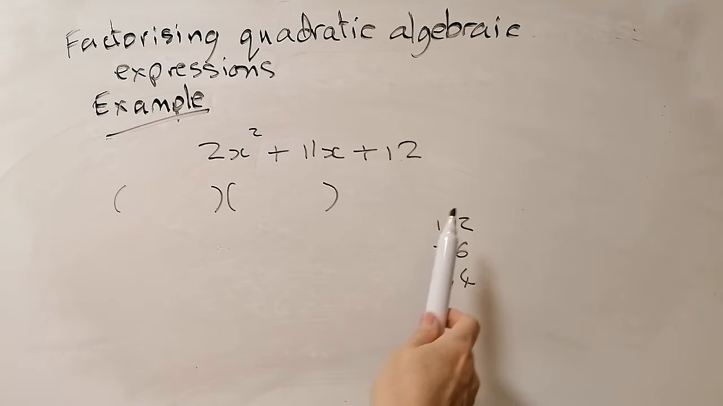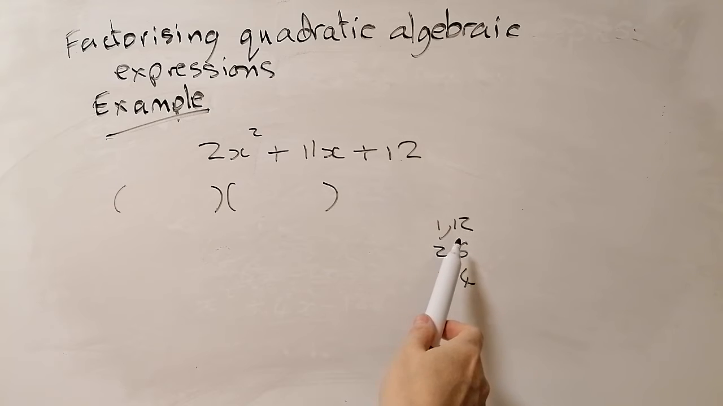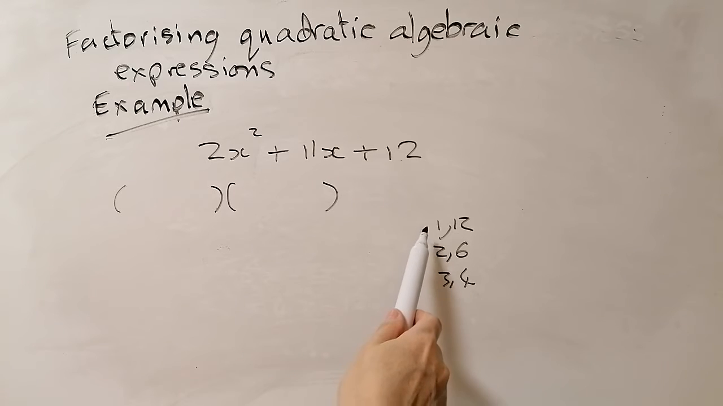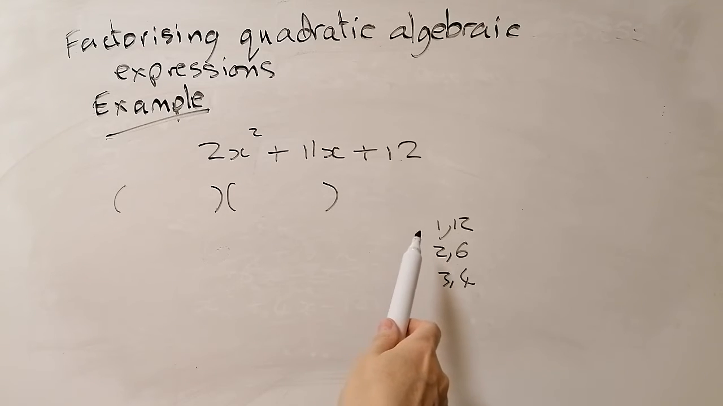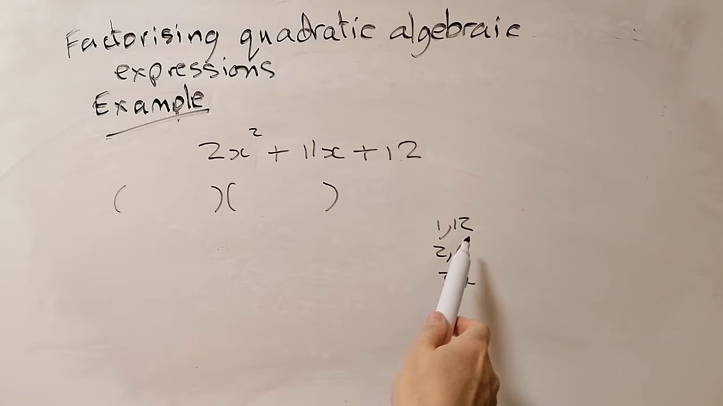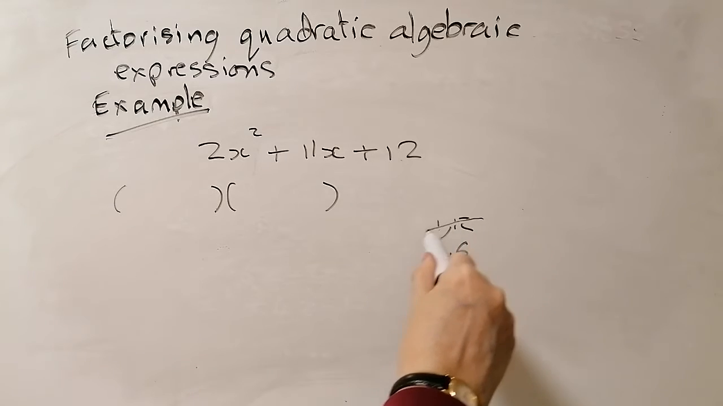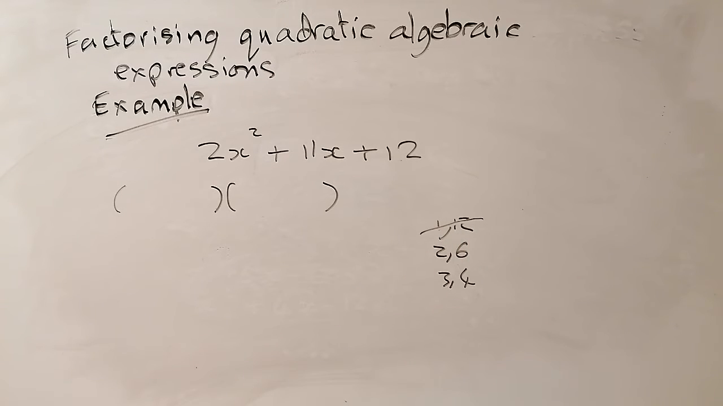So if we double the 12, we get 24. 24 and 1, or 24 minus 1, is not going to make 11. If we double the 1, we get 2, and 2 and 12 is 14, or 2 from 12 is 10. So we're not going to get 11. So we're going to dismiss the 1 and 12.